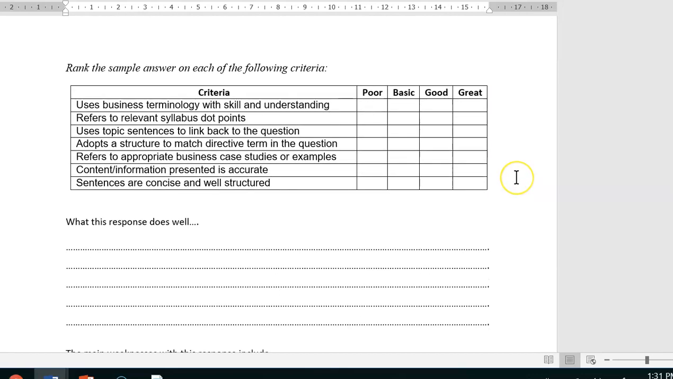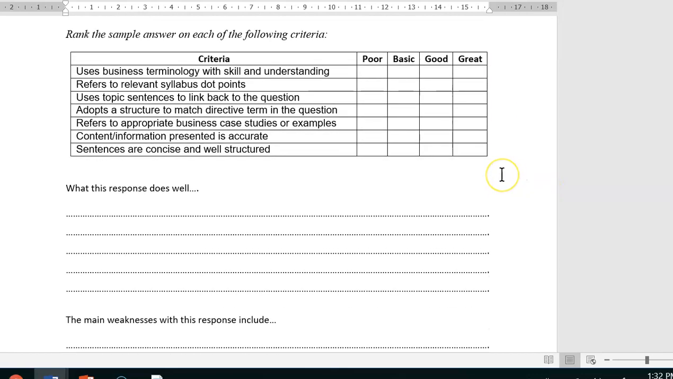When I was talking about checklists, this can be easily adapted across different subjects. And it's about using this criteria to assess the sample answers or even their own. So, for example, uses business terminology with skill and understanding. So is it at a poor, a basic, a good, or a great level?